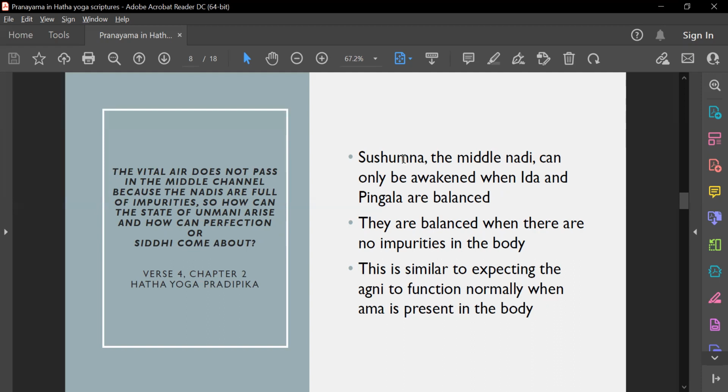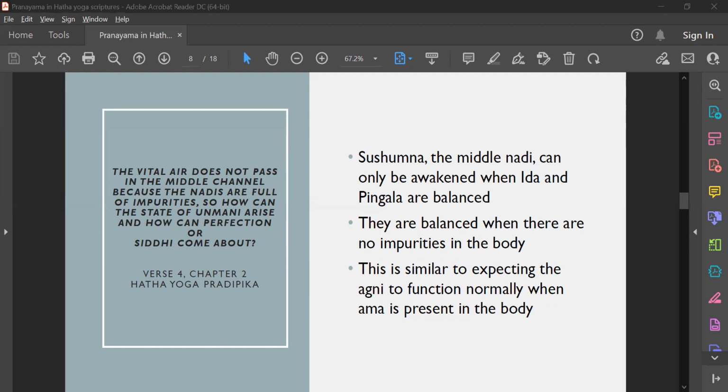So for the yoga teachers here in the group, there are three main nadi groups in the subtle body. So the first one is Ida. Let me type that in the chat. Ida, which is the left, Pingala, which is the right, Sushumna, as you can see on the screen, it is the middle group of nadis, which can only be awakened when the left and the right are balanced, when the Ida and the Pingala are balanced.